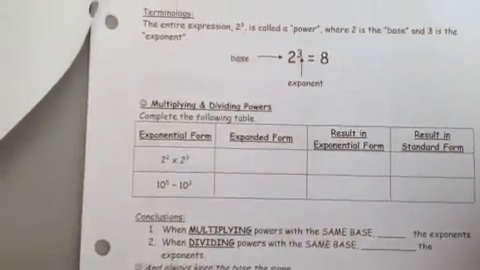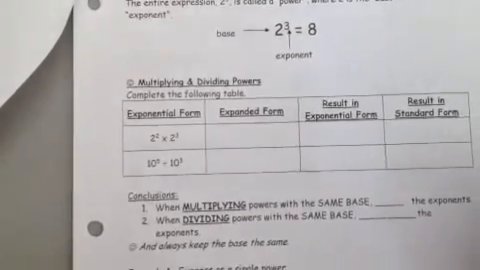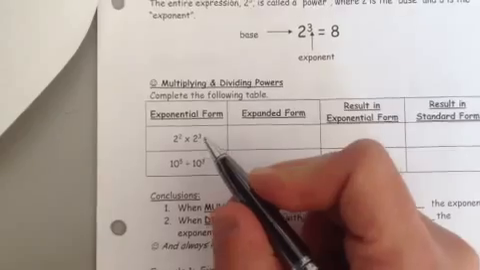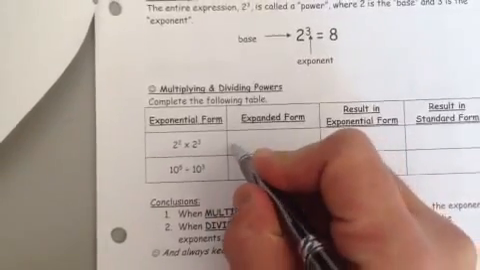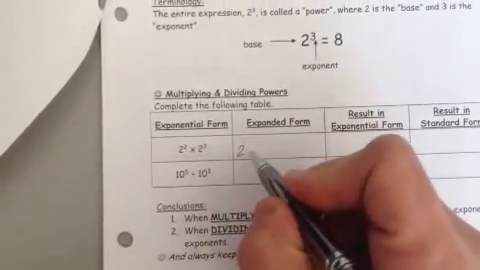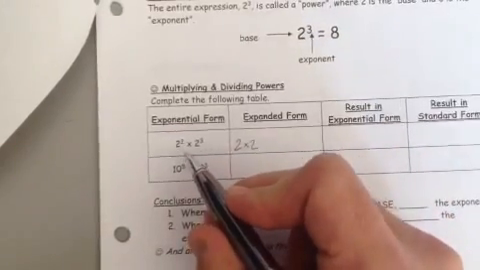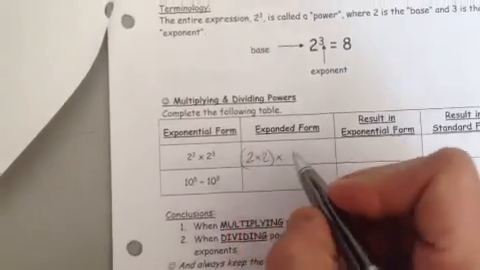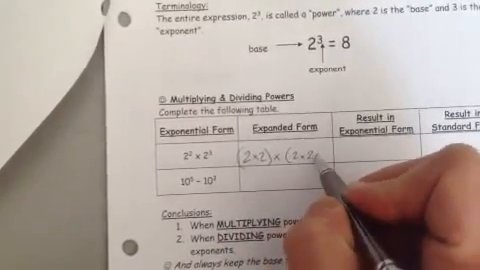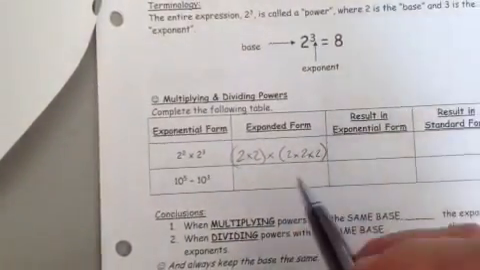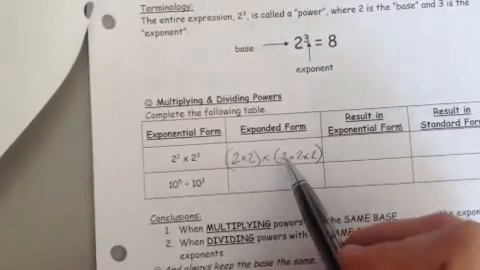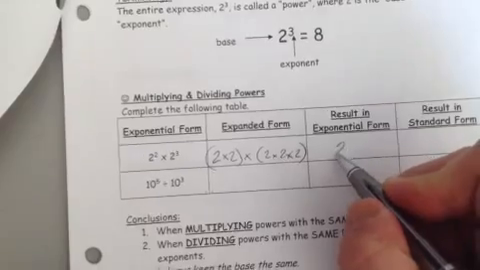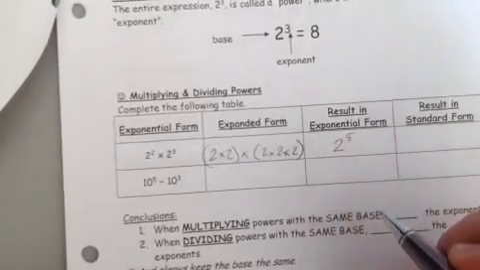So the rules for multiplying and dividing powers. It's very important you understand the expanded form of this. If we do 2 to the power of 2 times 2 to the power of 3, 2 to the power of 2 is 2 times 2, and 2 to the power of 3 is 2 times itself 3 times. So you end up with 2 times 2 times 2 times 2 times 2, 5 of them. In exponential form, that is 2 to the power of 5.